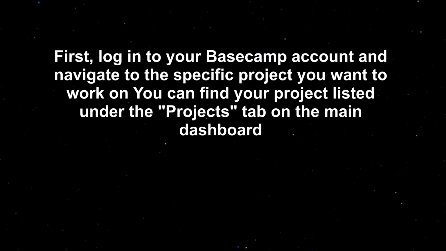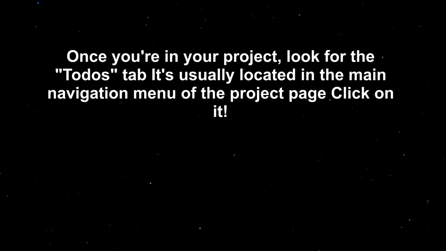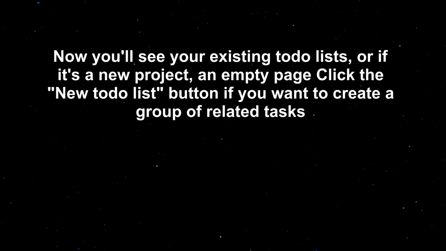You can find your project listed under the Projects tab on the main dashboard. Once you're in your project, look for the To-Dos tab. It's usually located in the main navigation menu of the project page. Click on it. Now you'll see your existing to-do lists, or if it's a new project, an empty page.